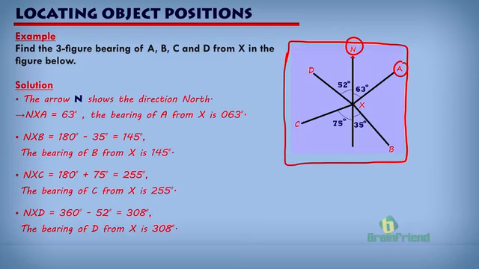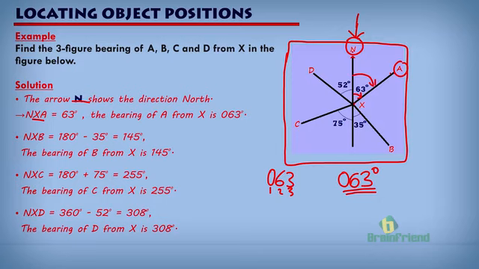So let's go ahead. The arrow N, of course, is indicating the north, so you know exactly where to take your measurement from. Therefore, angle NXA is simply 63 degrees, taking measurement from the north. So you have that to be 063. You don't just say 63 degrees, okay? You add the 0 at the front to make sure you have 3 digits. So you have 063 as the direction.